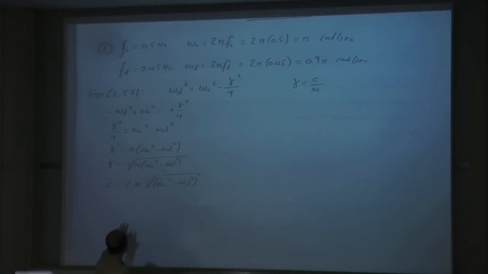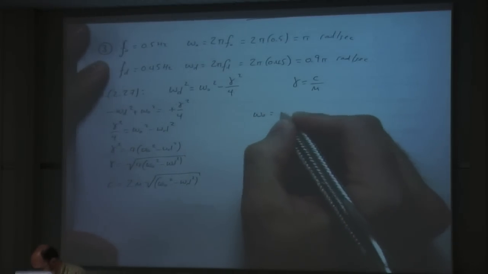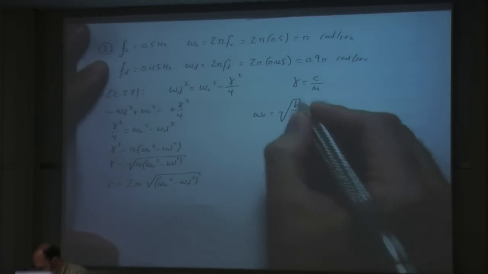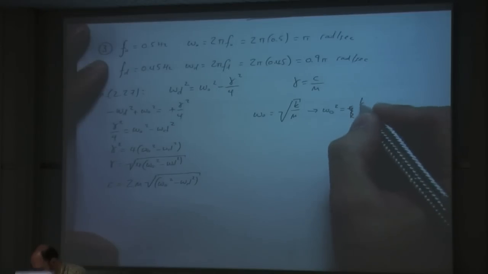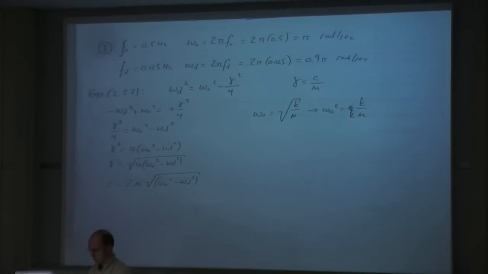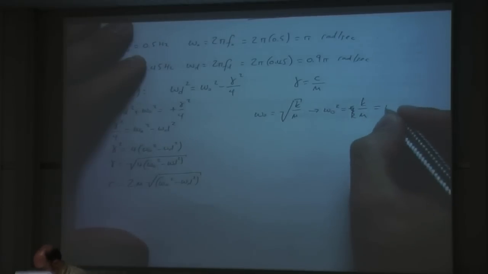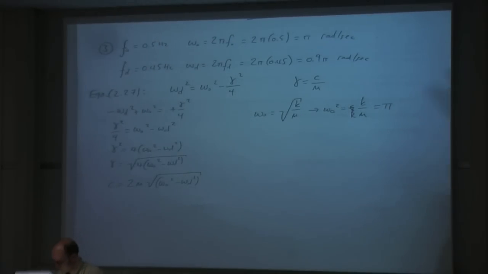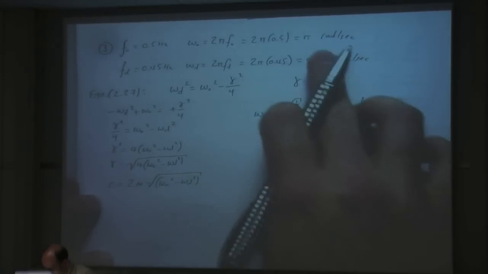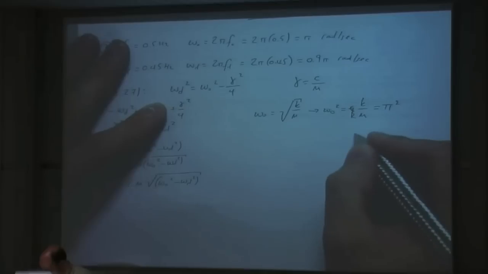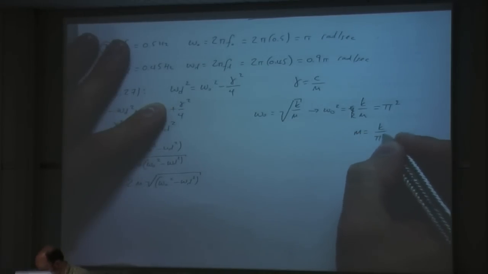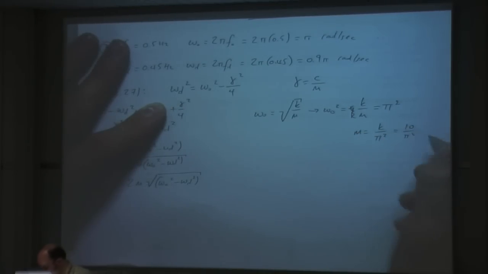Okay? So this is what we're trying to solve. If we can plug in numbers for all of those things, we'll find C. Let's find M. We know omega naught squared is simply k upon m. And we know that that equals pi squared. We found it up here. We know k, we've been given that in the question, so m equals k divided by pi squared. 10 divided by pi squared is what we're trying to find.